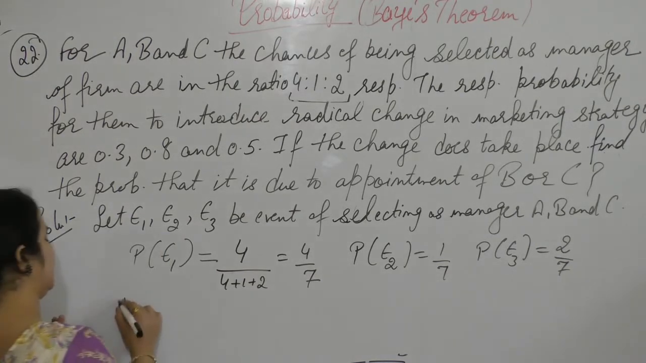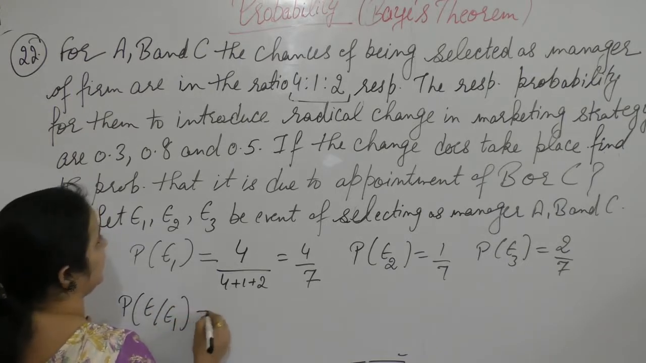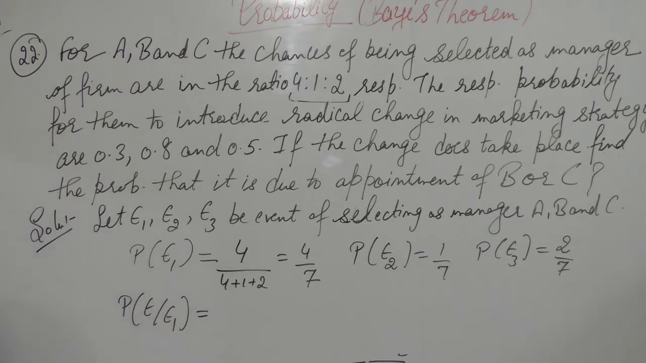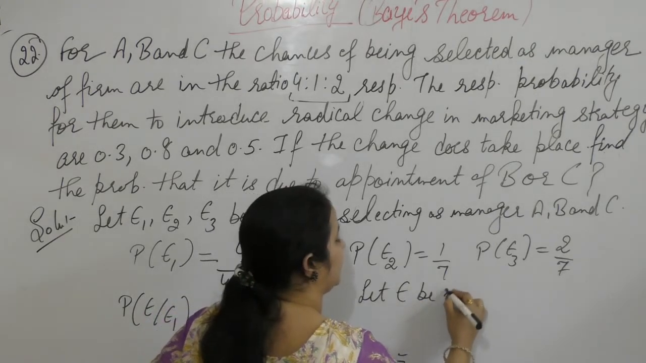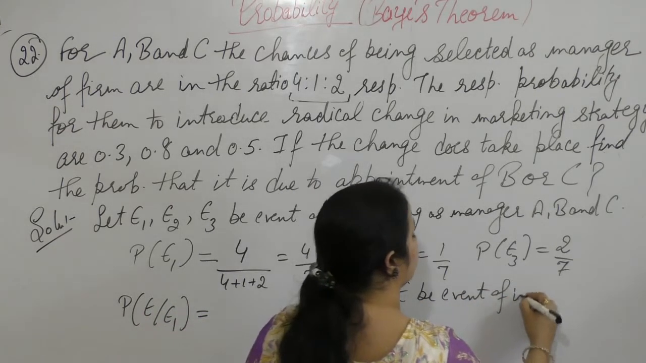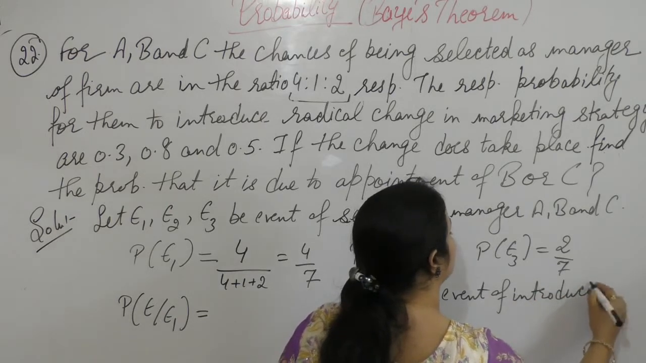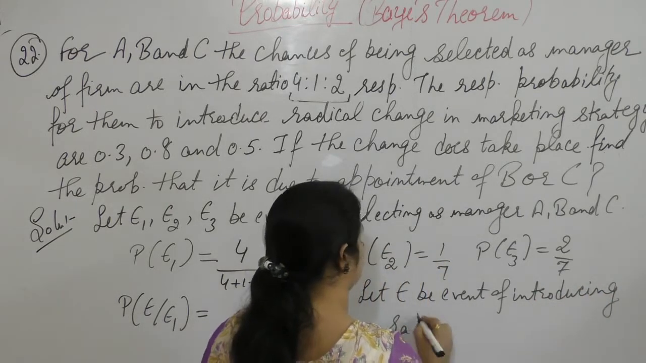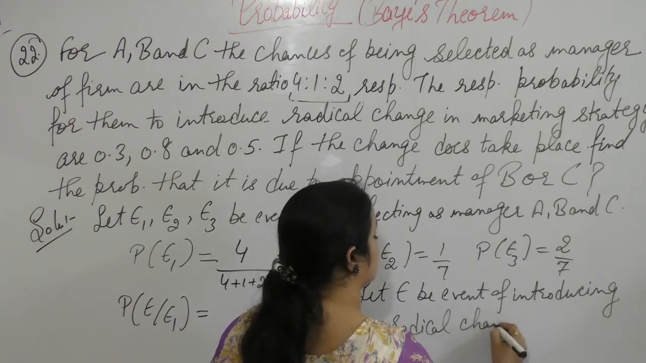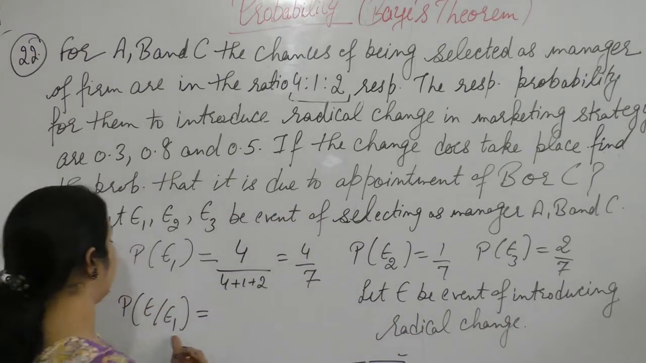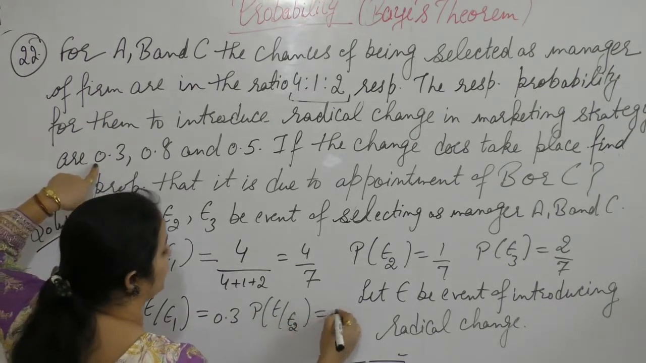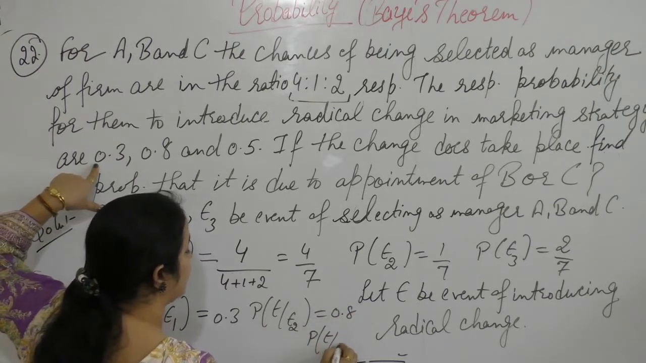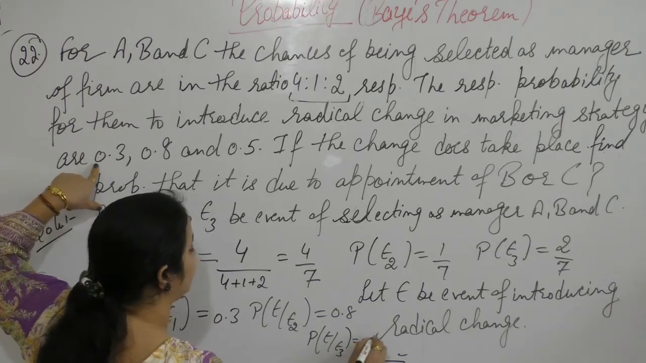Now probability of E upon E1. What is E? Let E be the event of introducing a radical change. So probability of E upon E1 we have given 0.3. Probability of E upon E2 is 0.8 and probability of E upon E3 is 0.5.